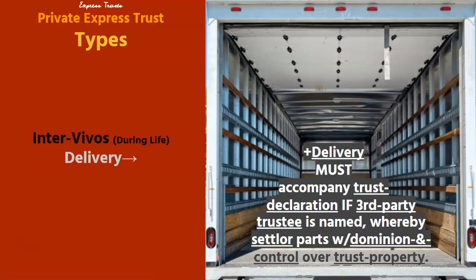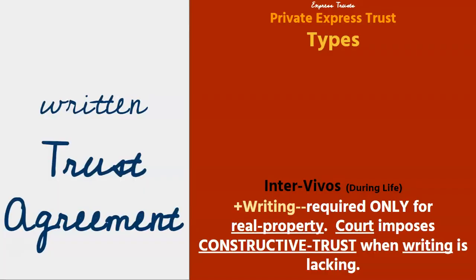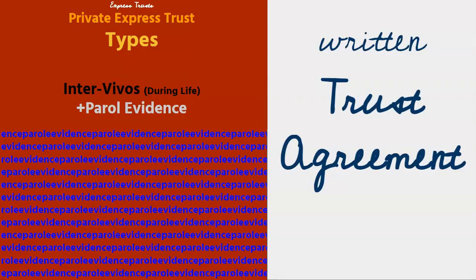Delivery must accompany the trust declaration if a third-party trustee is named, whereby the settlor parts with dominion and control over the trust property. Writing is required only for real property. The court imposes a constructive trust when writing is lacking.